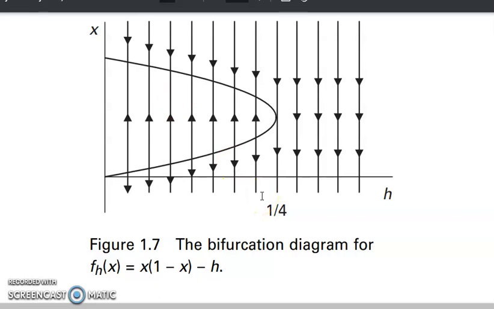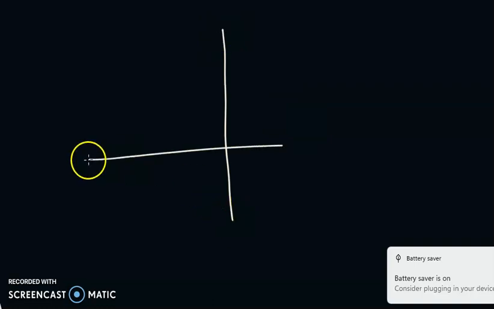When h is 1 by 4, we have one equilibrium solution, which is approached from the greater side and repelled from the other side. And when h is between 0 and 1 over 4, there are two equilibrium solutions, and the greater one is stable, and the smaller one is unstable. When h is greater than 1 by 4, the equilibrium solutions are not there, so there is no point in discussing stability or instability.